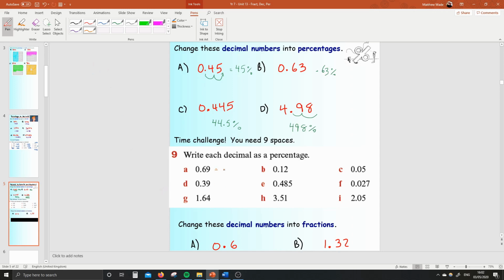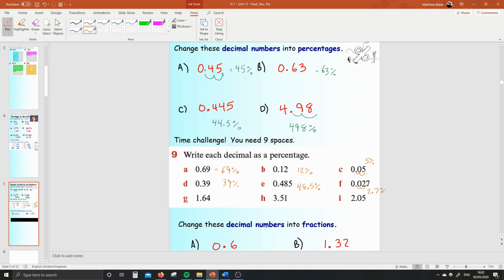See if you got these right. 69%, 12%, 5%. Oh, that's a good one. 5%, because you got to move it 2 times. So 1, 2, not 50. It's 5%. 39%. That's cool as well. 48.5%. Don't let the decimal fool you. And then this guy here. Oh, I like this one. Once, twice. Puts it between the 2 and the 7.